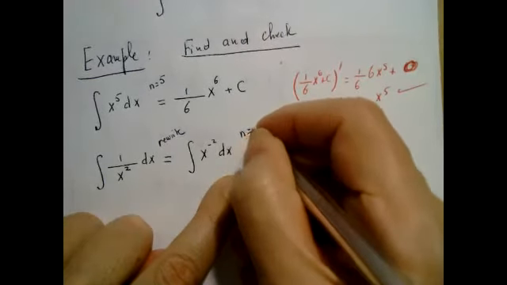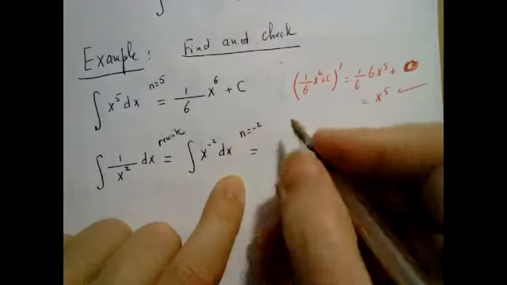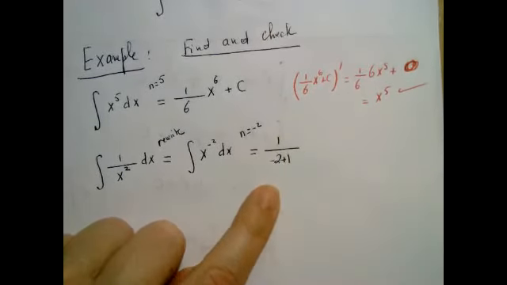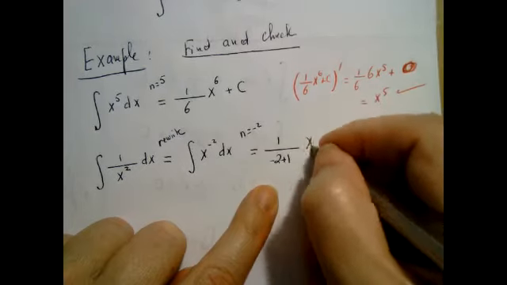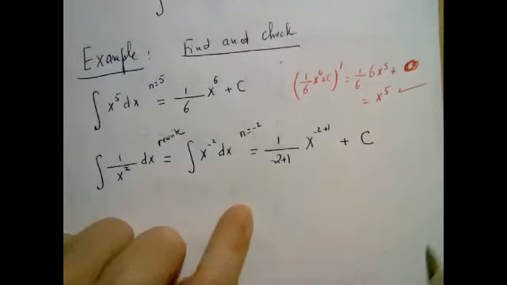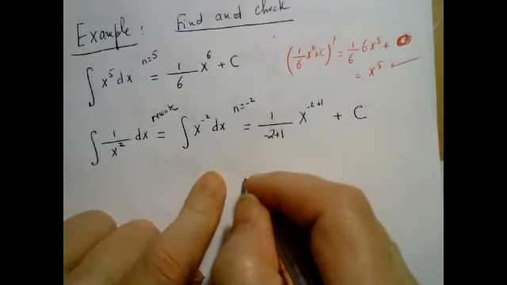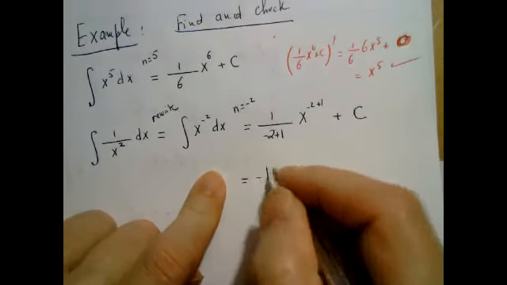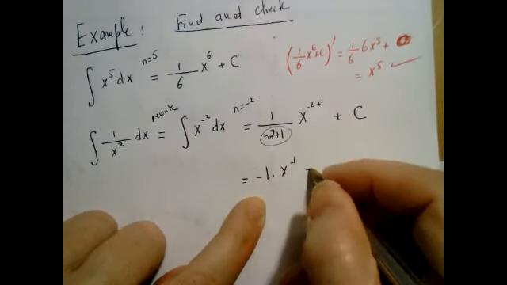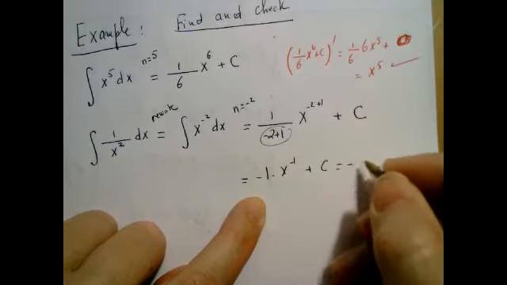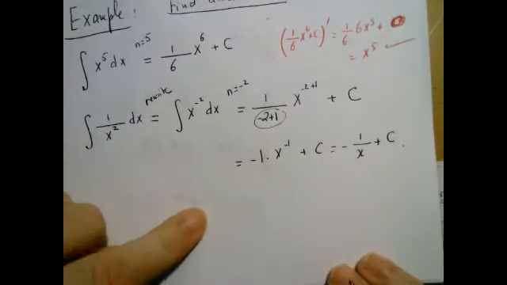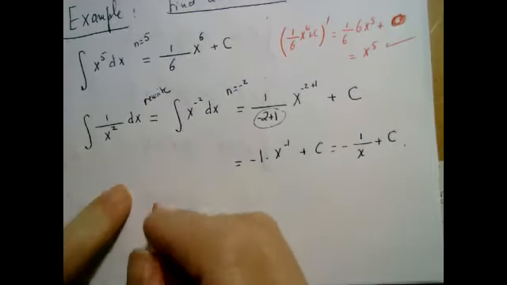n is minus 2, so this is going to equal 1 over minus 2 plus 1. In anti-differentiation you add 1 to the power, plus my constant of integration. That gives me minus 1, because minus 2 plus 1 is minus 1: x to the minus 1 plus c, which is minus 1 over x plus c. Totally reversing the process.